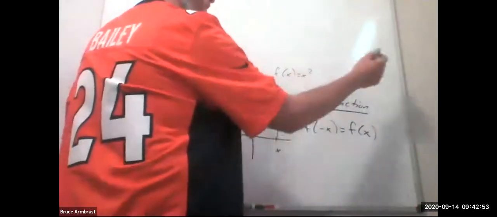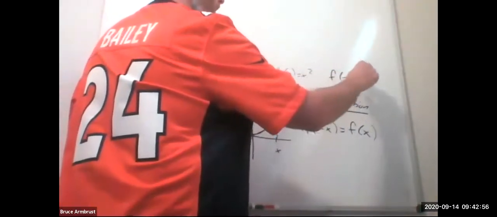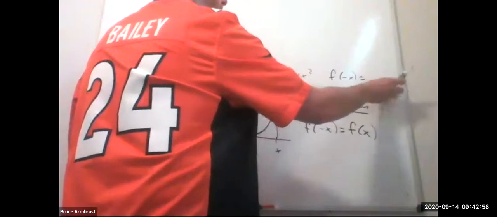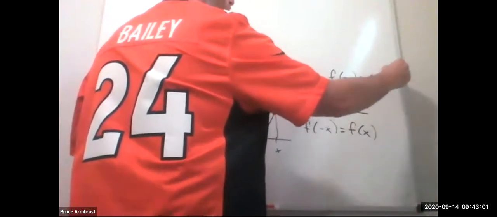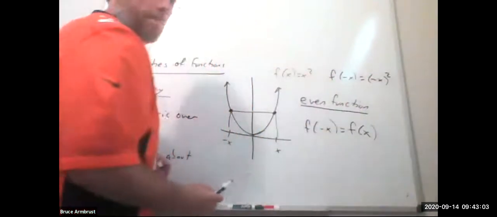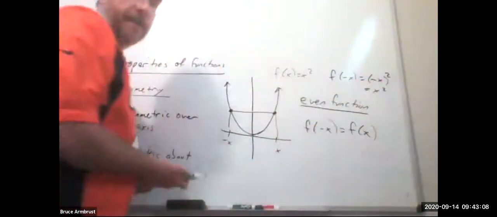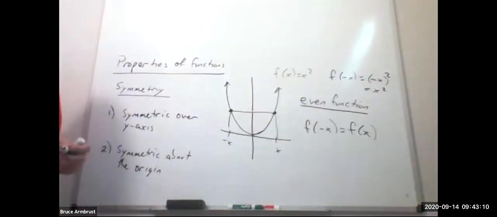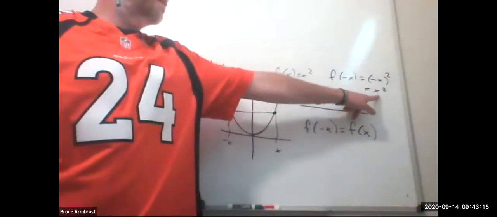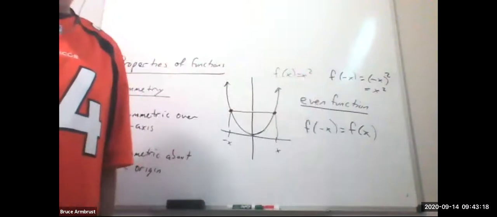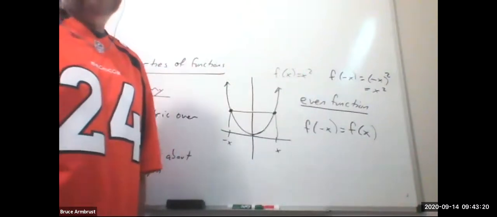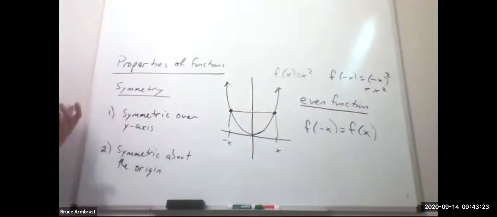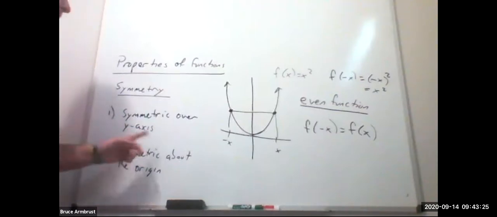Because if we were to do this with x squared, f of negative x would be negative x squared. And I'm sure you all remember that when you square a negative, it ends up being positive. And so we end up with exactly the same rule as we did when we started. All right, so that's that kind of symmetry. Symmetric over the y-axis, we call it even, and that's our check.